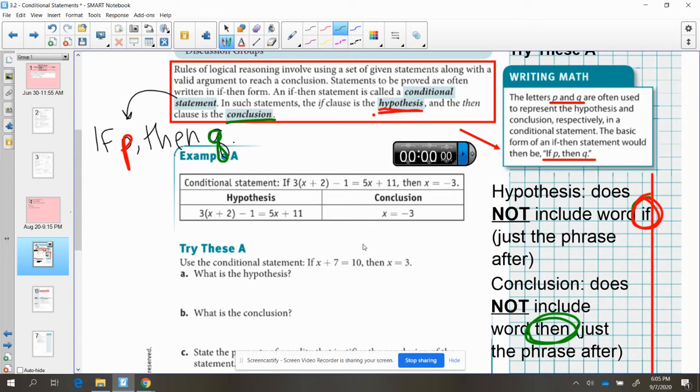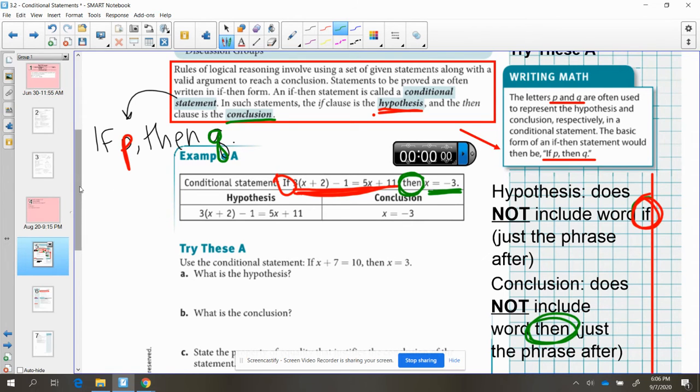So for instance, in example A, our conditional statement is if 3 times x plus 2 minus 1 equals 5x plus 11, then x equals -3. Well, the hypothesis, again, is going to be all that piece that comes after the word if. Here's if, the hypothesis then is all this phrase after, and then again, our trigger word for the conclusion is then, x equals -3 is the conclusion.